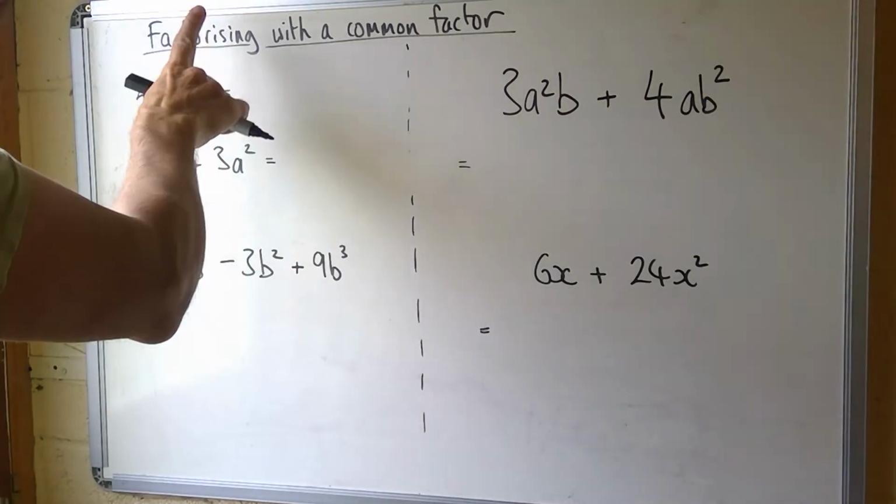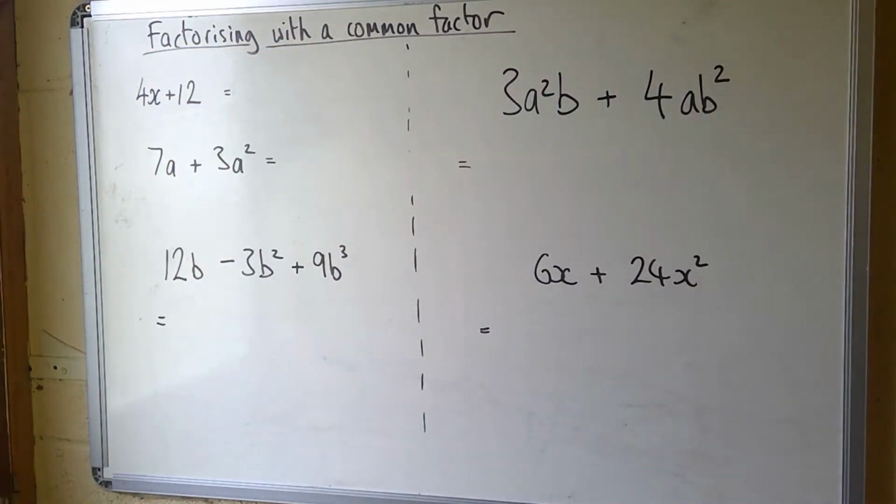Okay, today we're going to be factorising with a common factor. Factorising is the reverse process of expanding. So you should already have done some work on expanding brackets. Factorising is putting the brackets back in. It's the opposite process. Sometimes you want an algebraic expression to be factorised, sometimes expanded.